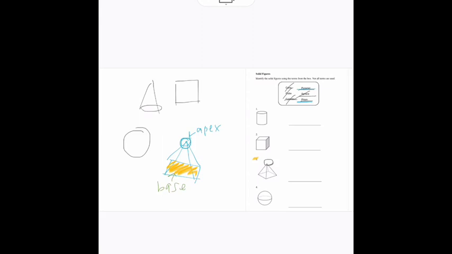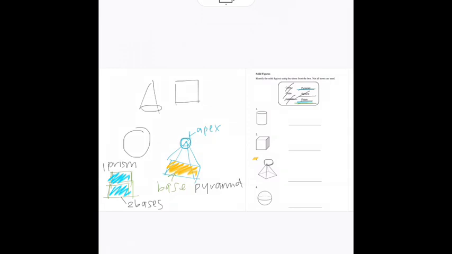But a prism has a base and another base. Sorry, not very good at drawing. So there is a base and another base. Two bases. Prism.